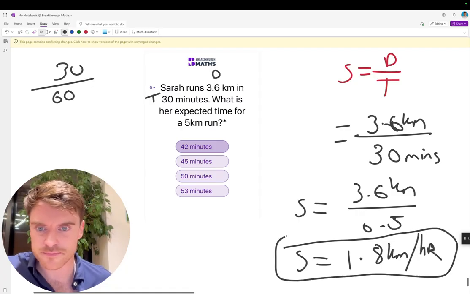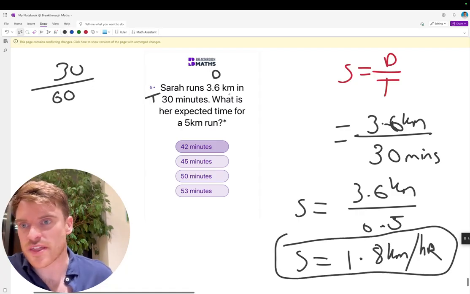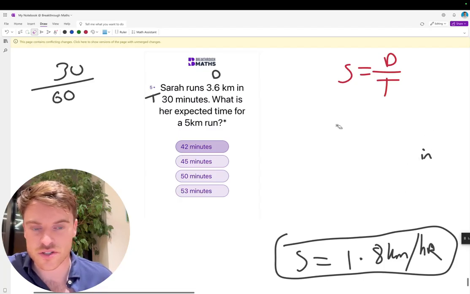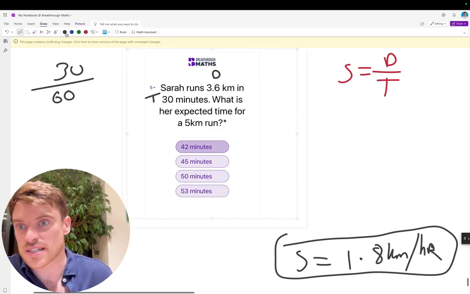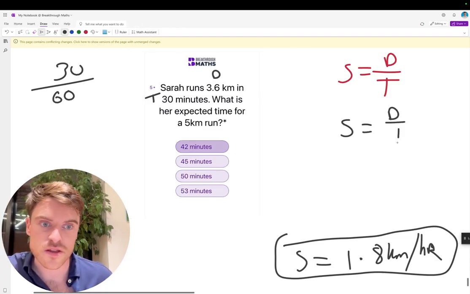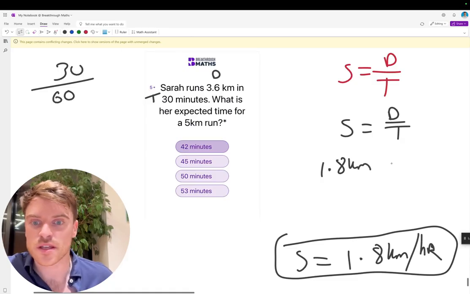You find her speed, and then we're looking for the time. So you need to go back again into this. You know her speed, and you know her distance. She's going to go 5k now. So it's a hard question. I'd say this is very hard, to be honest, if you're in first year. Our speed is equal to distance over time. We have our speed is 1.8 kilometers per hour.